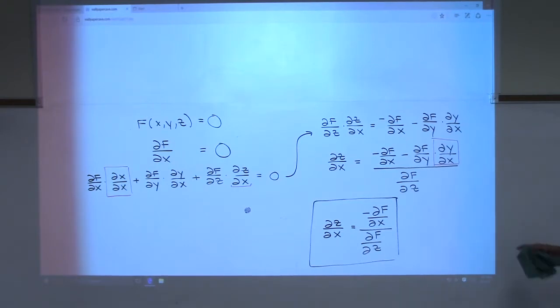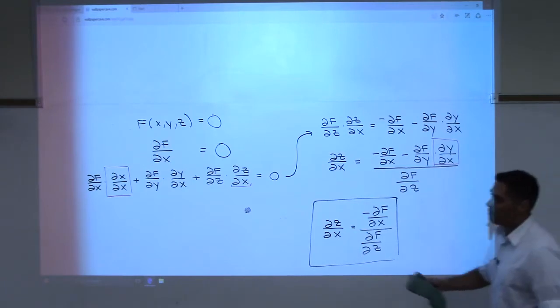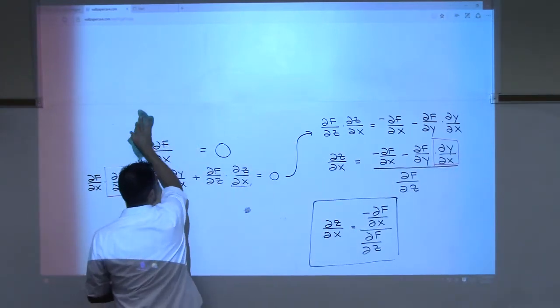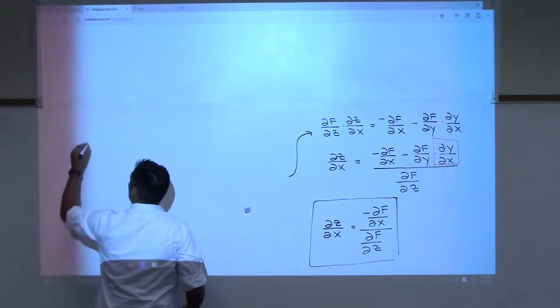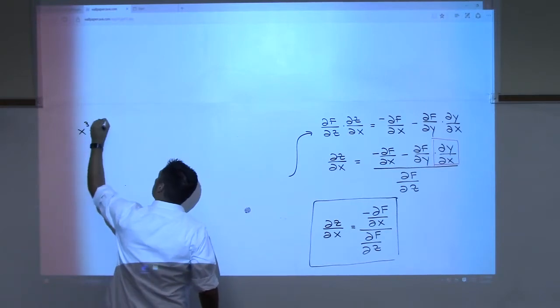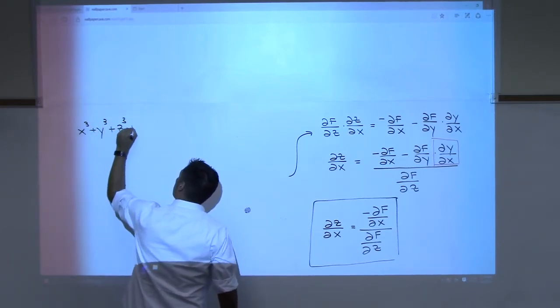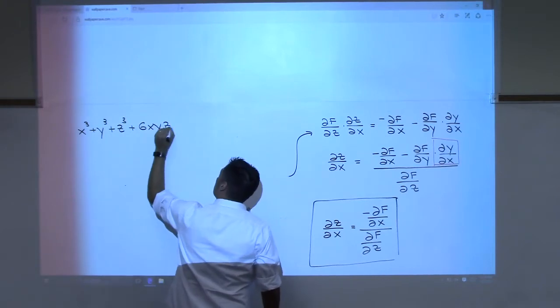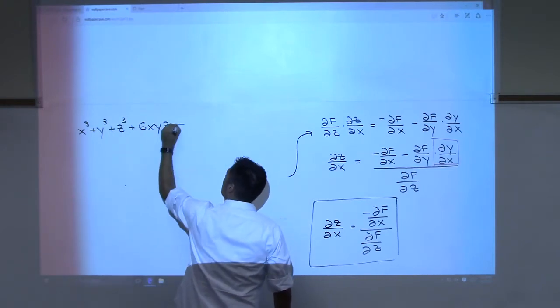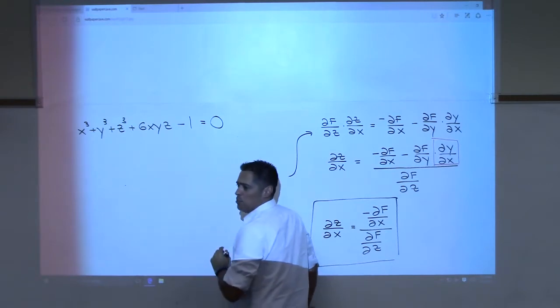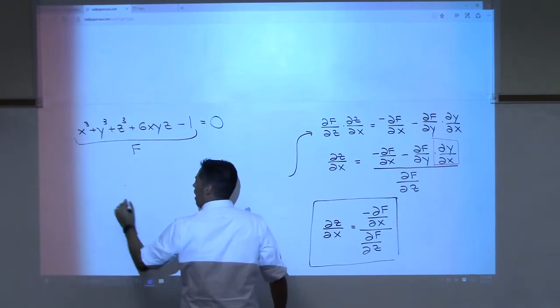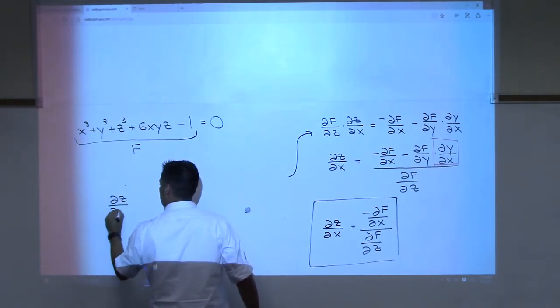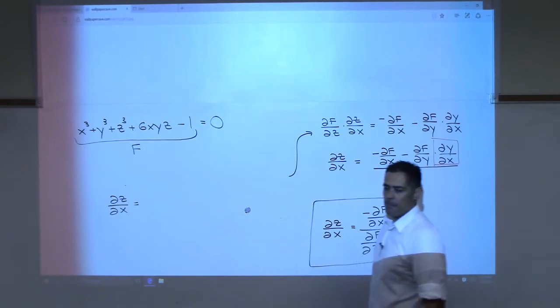Now, that took a long time to derive that formula, but there it is. Now, let's see if it works. Let's take the problem we had just a second ago. It was x cubed plus y cubed plus z cubed plus 6xyz equals 1, right? So first thing I'm going to do is move the 1 over and make it equal 0. This left side, I'm going to call capital F. I would like us to find the partial of z with respect to x.